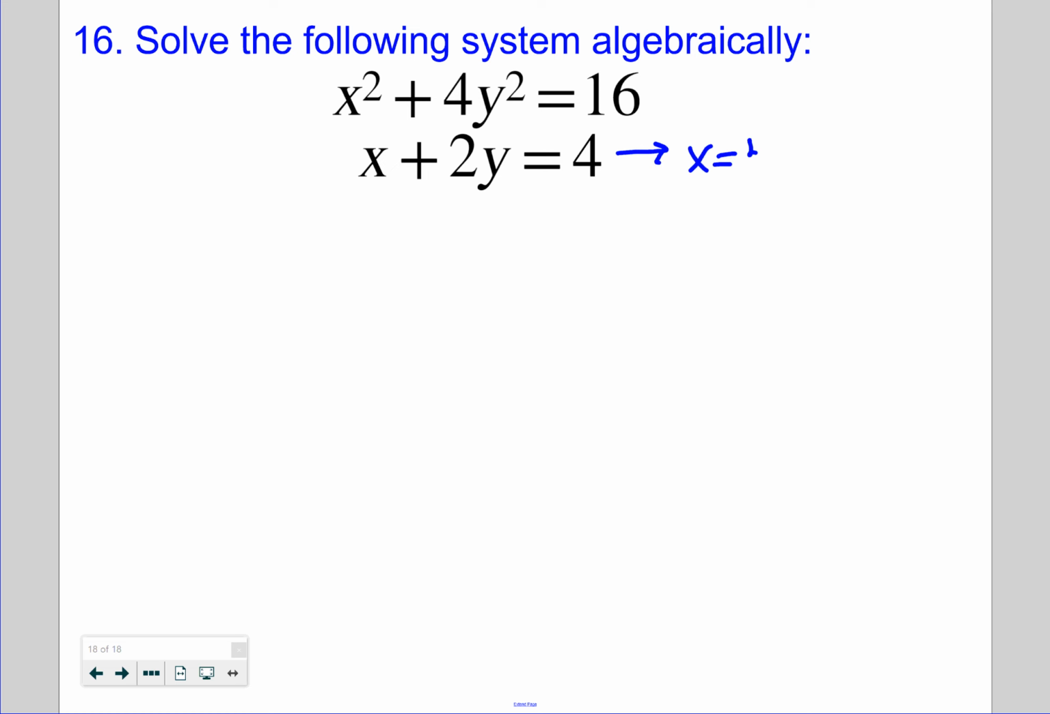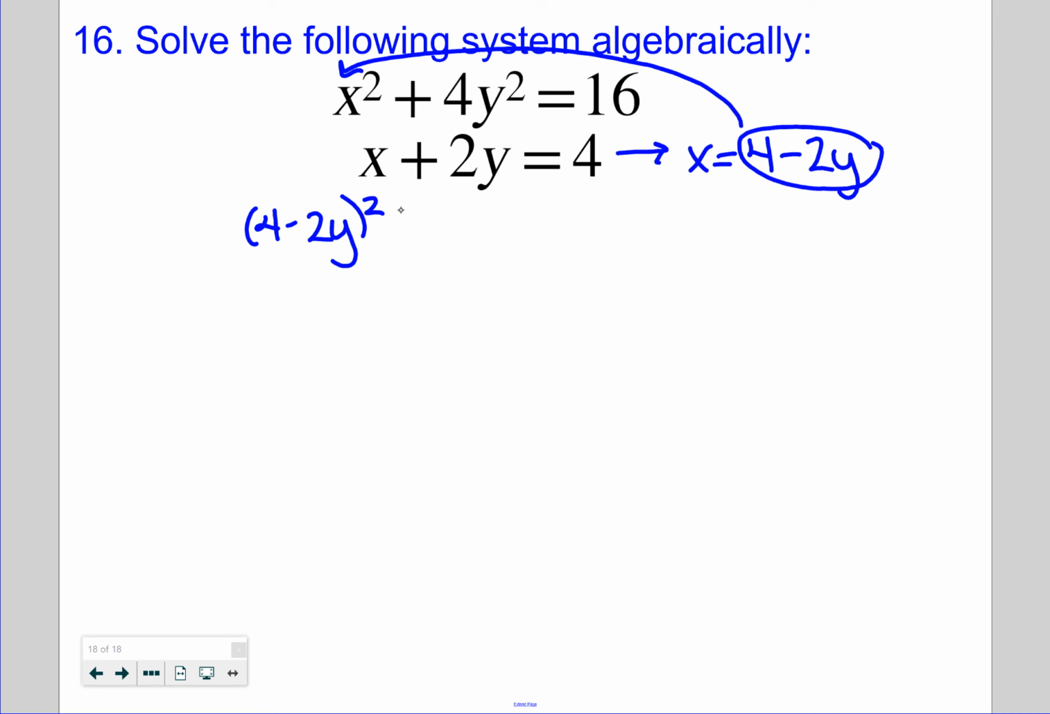So that would give me 4 minus 2y. And then we're going to plug that in for x in the top equation. Make sure you put it in parentheses when you plug it in. 4 minus 2y quantity squared plus 4y squared equals 16. Make sure you FOIL anytime you have two terms with a plus or minus between them and then squared. If you need to write out FOIL in both parentheses twice, do that.